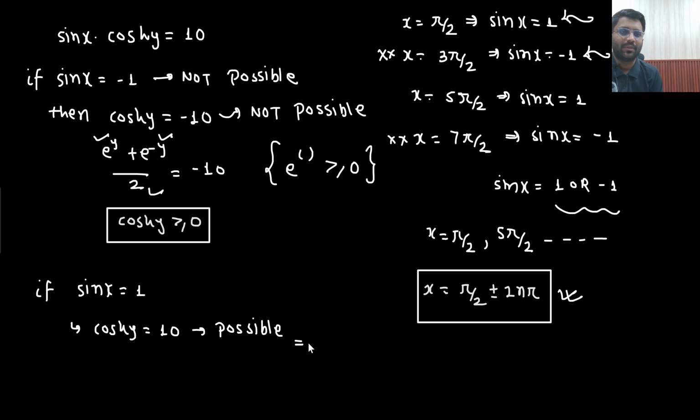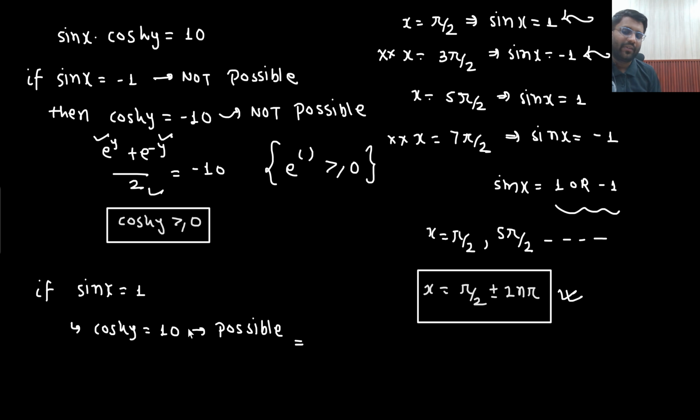Okay, this guy is possible for sure. Understandable? So what do you understand from here? That means x could be pi by 2, then directly 5 pi by 2, then 5 pi by 2 plus 2 pi, then 5 pi by 2 plus 2 pi plus 2 pi. In that manner it will keep on going. That means x could be pi by 2 plus minus 2n pi.